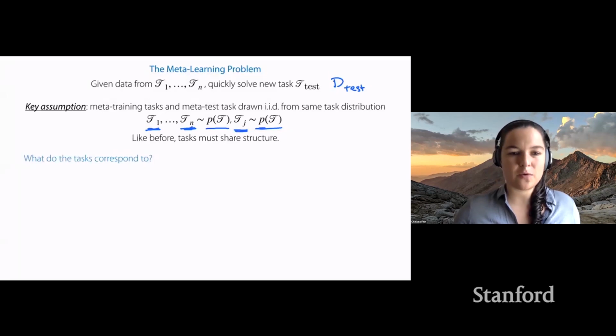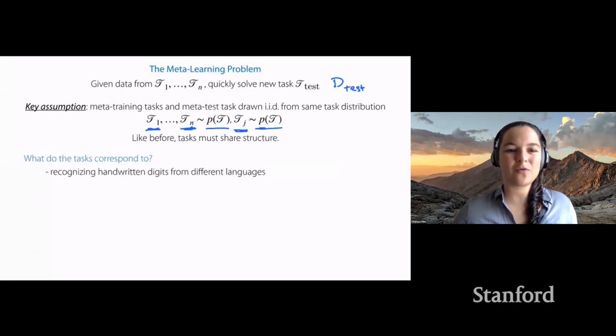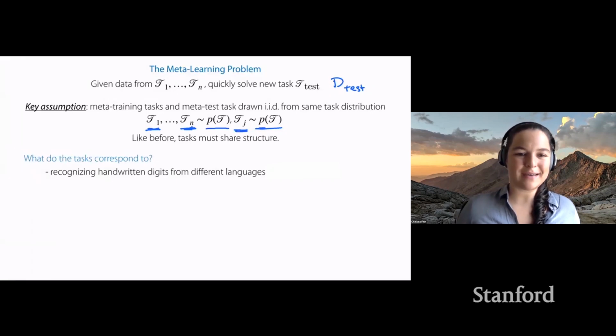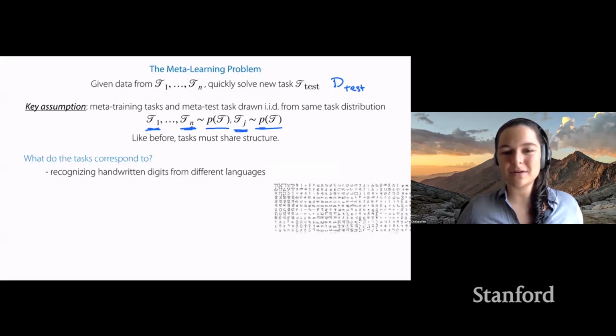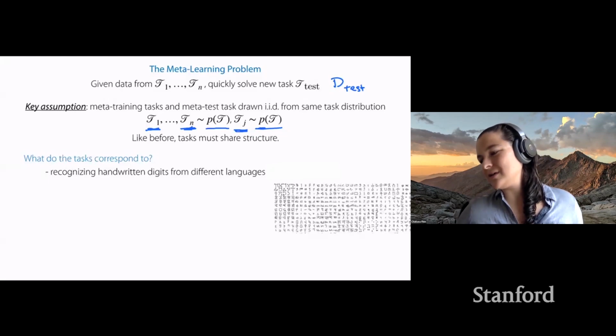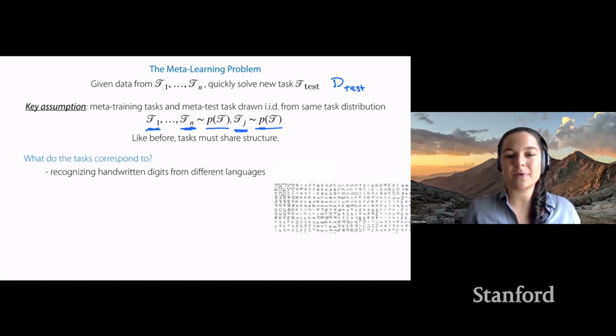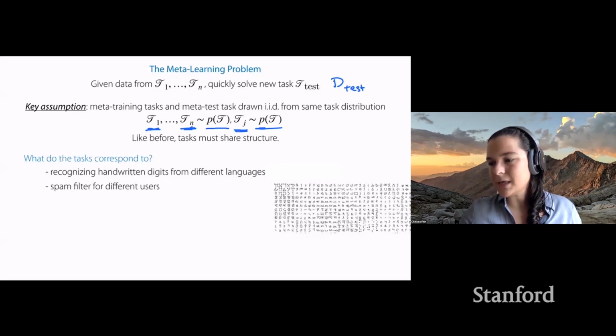What do the different tasks correspond to? They can correspond to a lot of the things that we were talking about before. They can correspond to recognizing handwritten digits from different languages. You'll be looking at handwritten digits that look like this and trying to classify handwritten digits from a new language after seeing data from a number of different languages.